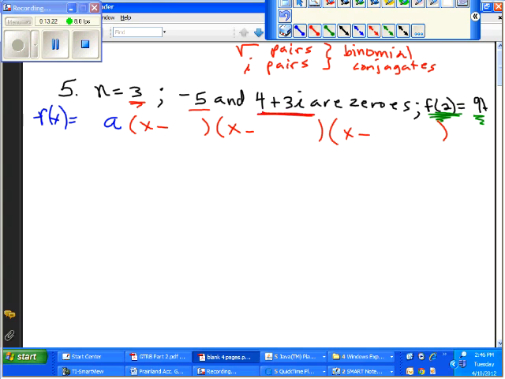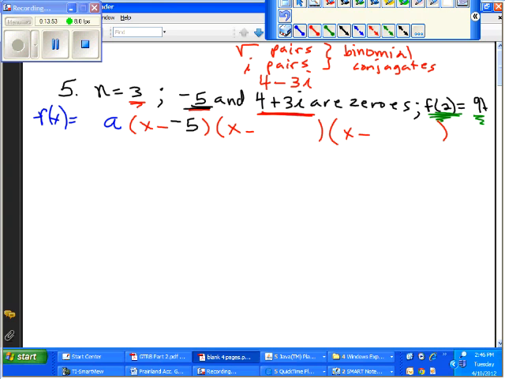That means if we have an imaginary root or 0 of 4 plus 3i, there must exist another one that is 4 minus 3i, its conjugate. Now, I'm going to use black to put these numbers in. If there is a 0 of negative 5, then as a factor it would look like x minus negative 5.